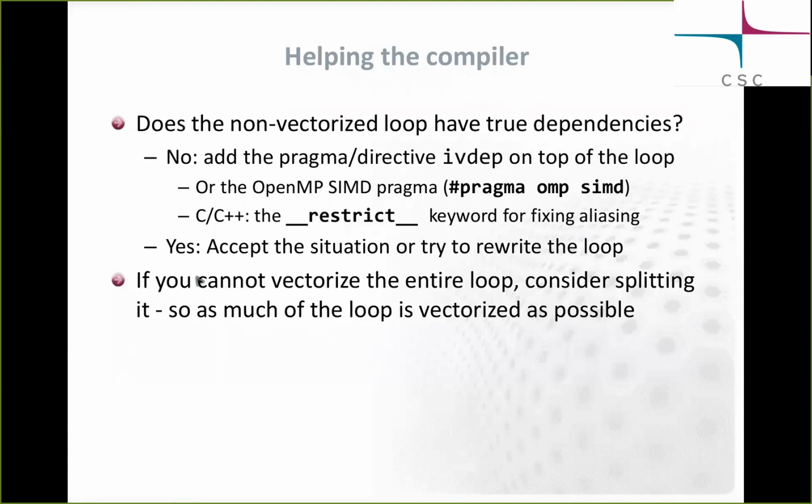Or if it's really so that the arrays on the right-hand side and left-hand side of the assignment are dependent, then just accept the situation or try to rewrite it such that you get rid of those dependencies. And if you cannot vectorize the entire loop, but it has parts that could vectorize, then splitting the loop into a vectorizable and a non-vectorizable loop may be beneficial.